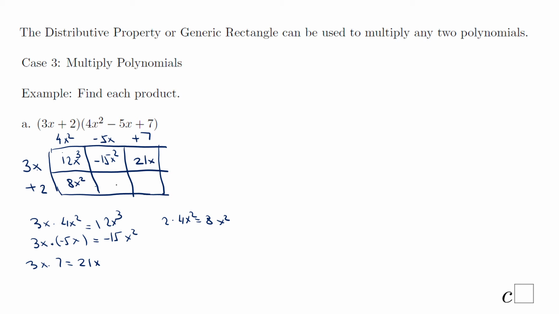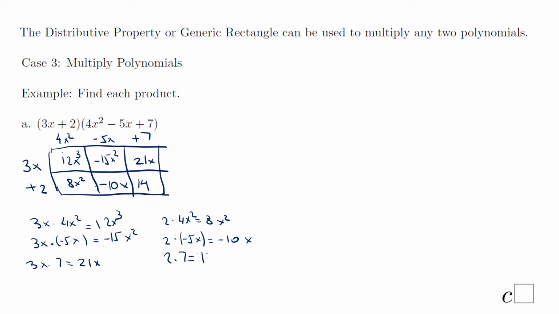Let's move to the next box. That will be 2 times negative 5x. That will be negative 10x. And we have a last box to fill. This one we have 2 times 7. That will be 14. If you want, I'm going to write that here just to be consistent.